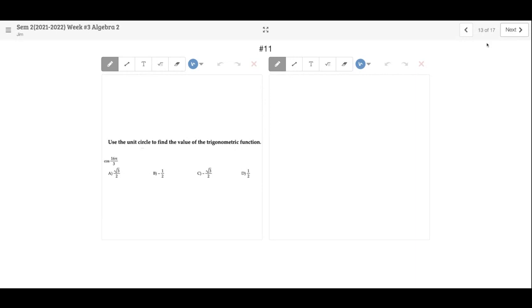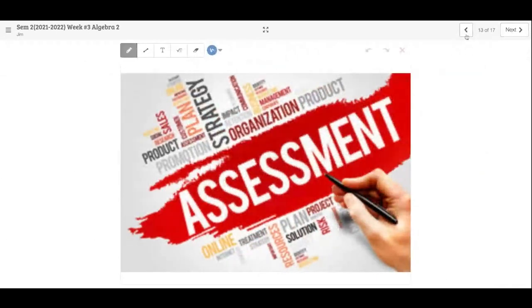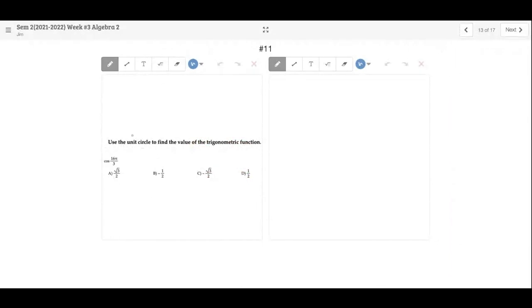I'm not 100% sure. Oh, we have one more question on the practice. I didn't know we had 11. Awesome. Okay, so use the unit circle. No, I don't want you to use the unit circle. I want you to be able to do this without the unit circle. So first step, we want to come up with what degree measure this is. So I'm going to use the skills I learned last week.